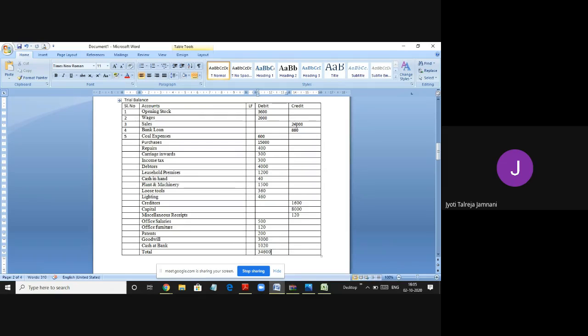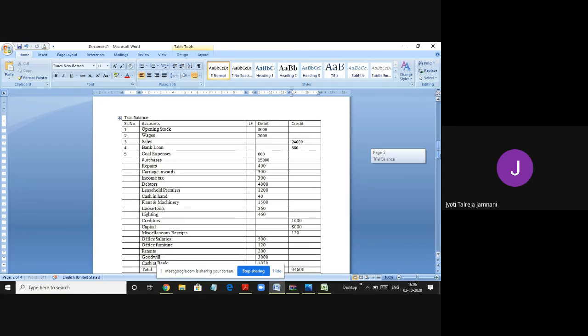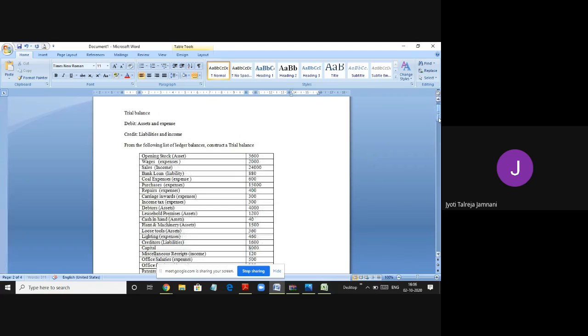Now you can take the credit side. If you see here, 24 plus 8 is 32, 32 plus 1000 is 33, 33,800, 33,900, 34,600. That's correct. So on both the sides, my trial balance is tallying. That means I have done it correctly. Again, I'm repeating the rules for your better understanding. You need to take assets and expenses on the debit side and liabilities and income on the credit side. So this is how you can prepare a trial balance.